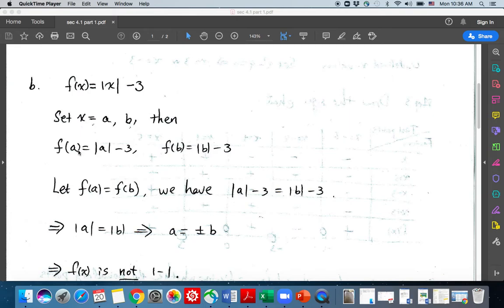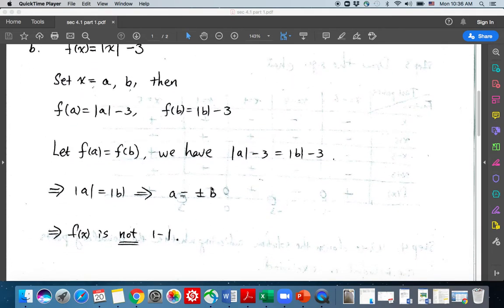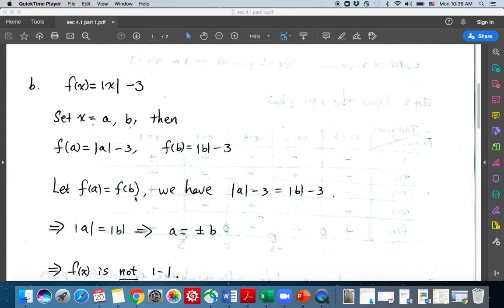So if f of a equals f of b, then we're going to have correspondingly this equation. And this is going to imply the absolute value of a equals the absolute value of b. If two numbers have the same absolute value, either these two numbers are the same, or these numbers are opposite in sign. So this says we can have two different inputs that potentially give us exactly the same output. That's why this function is not one-to-one.